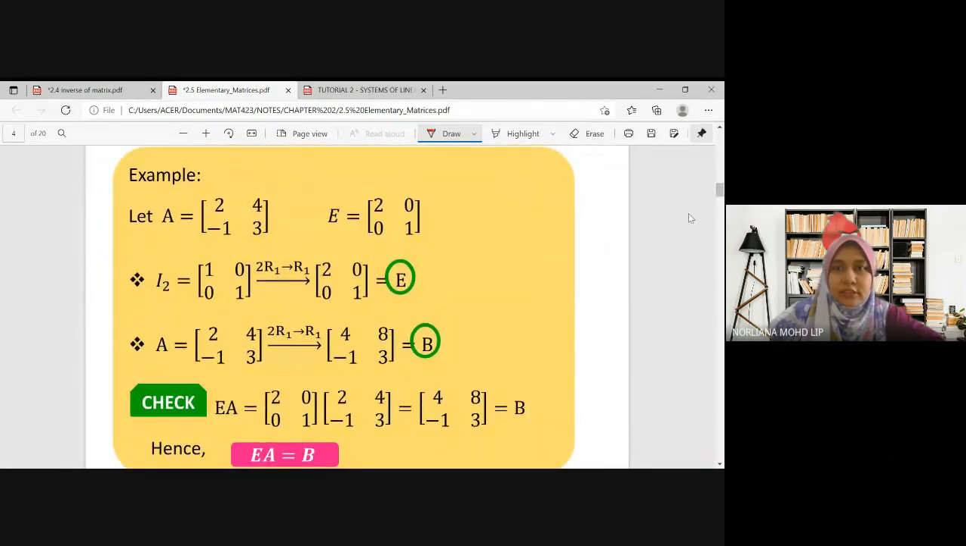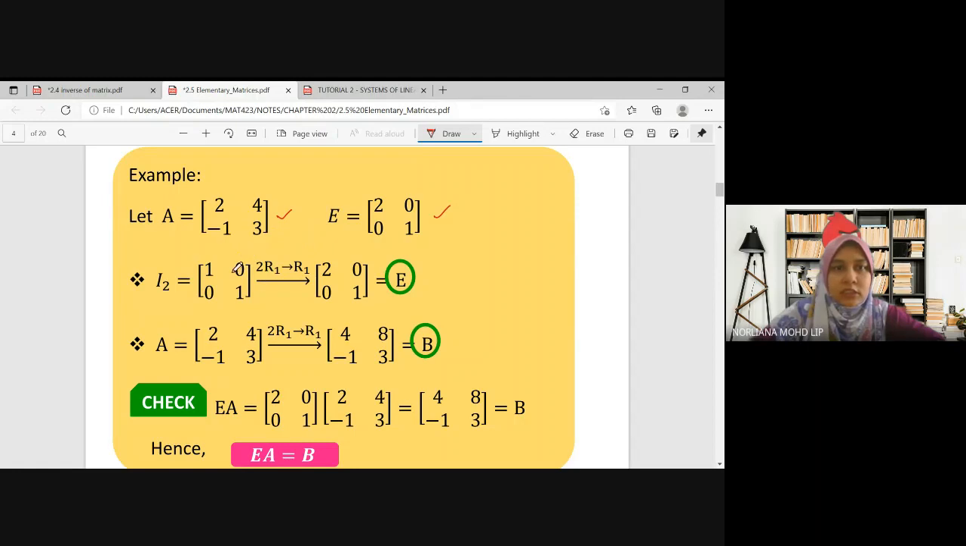Okay, contohnya ni. Okay, example matrix A. Yang ni diberilah matrix elementary and A kan. Matrix A 2 by 2 and elementary matrix 2 by 2. Yang ni dia bagi square matrix. Okay, square matrix tak ada masalah lah.